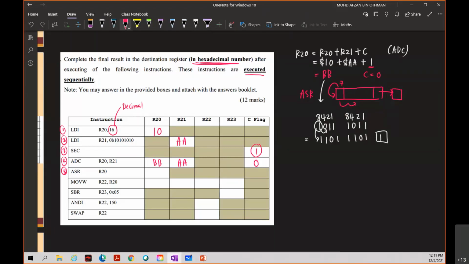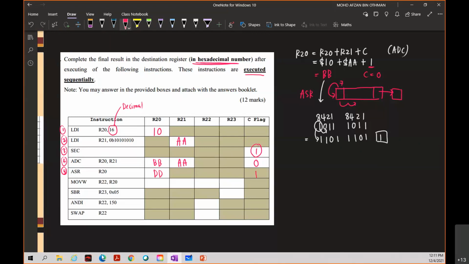Okay, so what is the answer of R20 after you do the ASR? DD. Okay, DD. So the C flag, no need to put it, because this one here doesn't have a blank for the C flag. By right, the C flag is 1 after you perform the operation, the instruction.